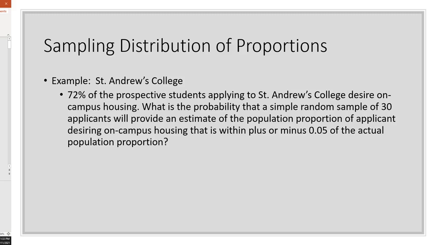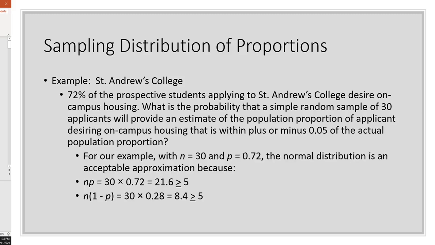So here we look and we see that we have a sample size of n, we have a proportion of 0.72, and so when we do our sample size times our proportion, we get 21.6, which is greater than 5, and then when we do our sample size times 1 minus our proportion, we get 8.4, which is also greater than or equal to 5.